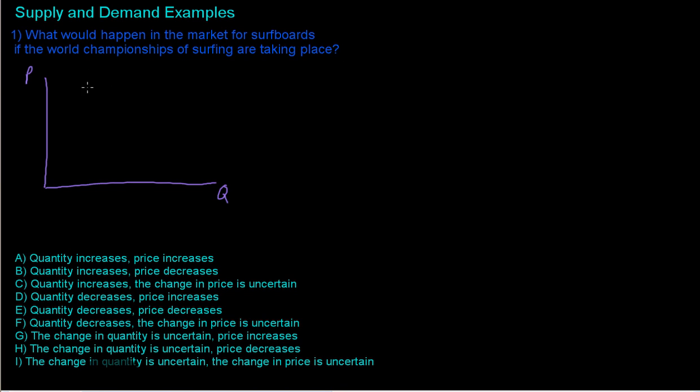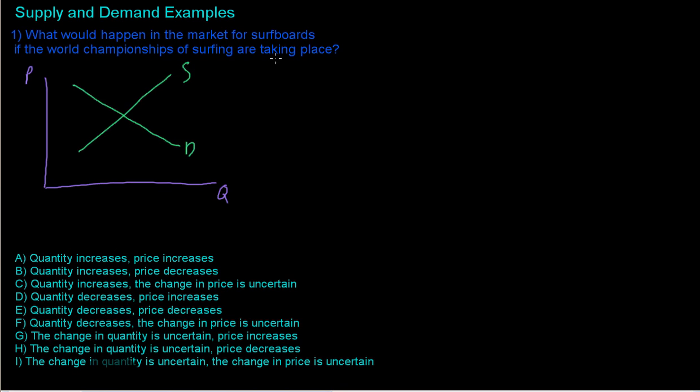So to start out with, we're just going to draw our normal supply and demand diagram. There's demand, downward sloping, supply, upward sloping. And here I've just listed every single possible option. You'll only see four or five different options on your test, but these are all of the possible options. And so if you can pick from all of these options, you'll be able to pick from whatever options you get. So we have the World Championships of Surfing are taking place.